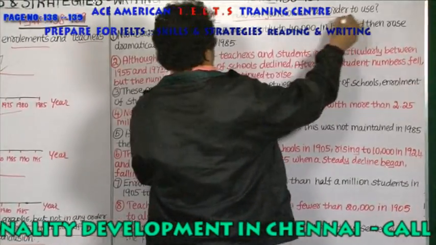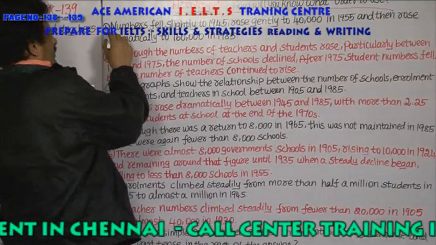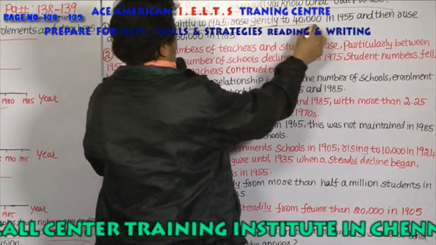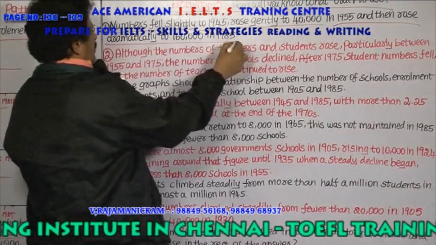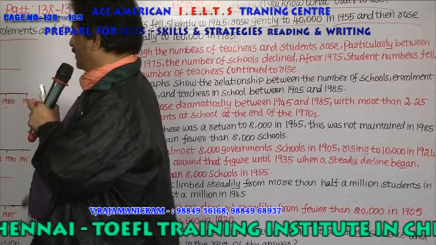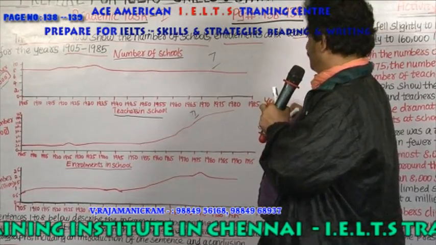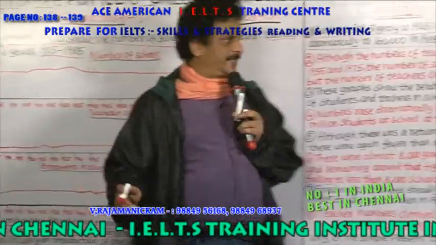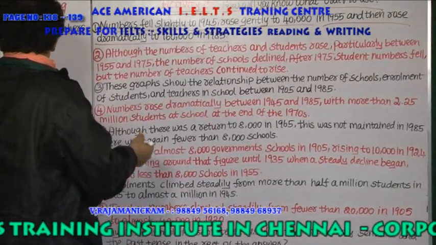The first point is: numbers fell slightly to 945, rose gently to 40,000 in 1955, and then rose dramatically to 1,60,000 in 1985. 1,60,000. So definitely it is the staff here. This belongs to this graph, 1,60,000. The number of staff recruited has gone up. So this is the first one that comes here.